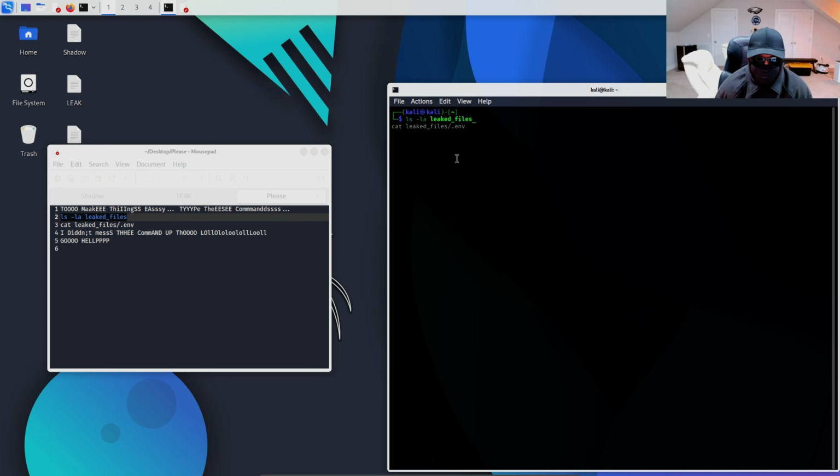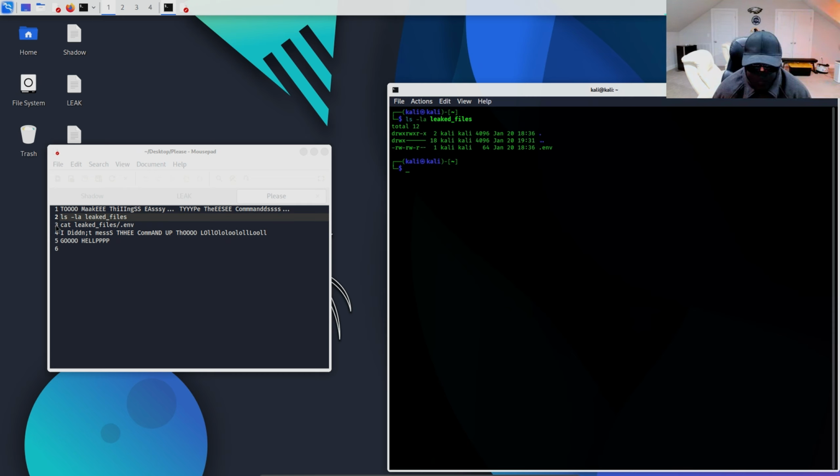So it looks like this is it right here. This is a .env environment file. These are the permissions here. Read, write, and then read. Permissions.